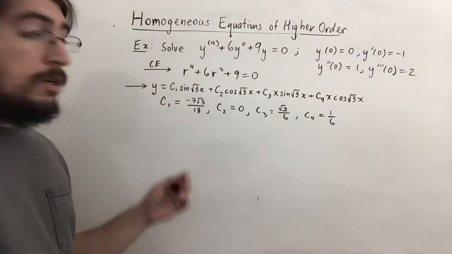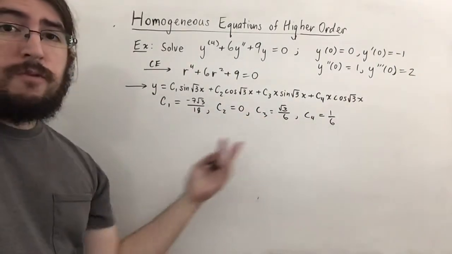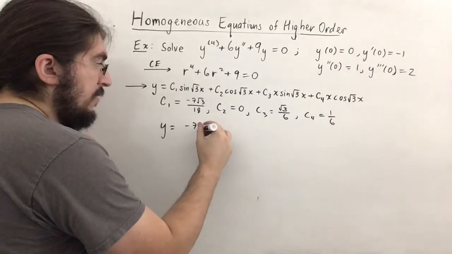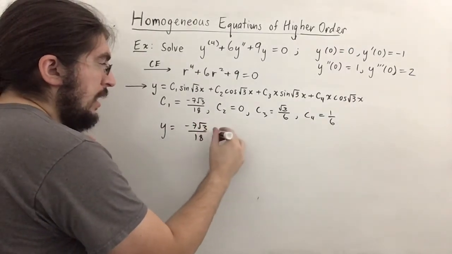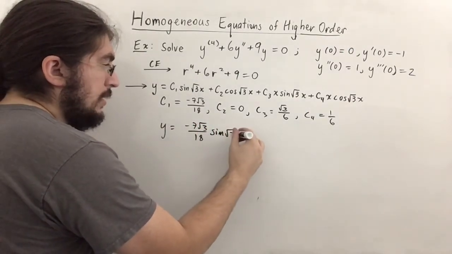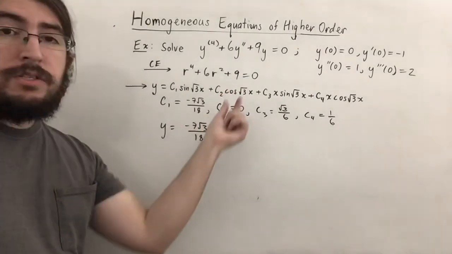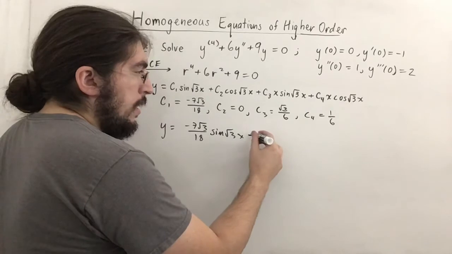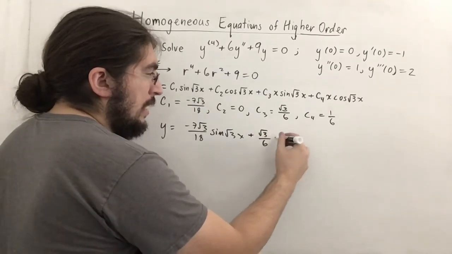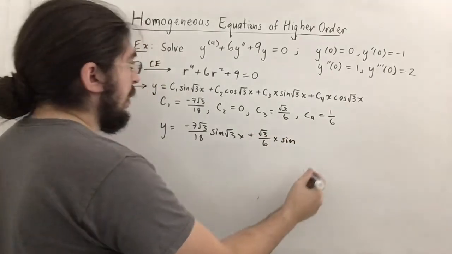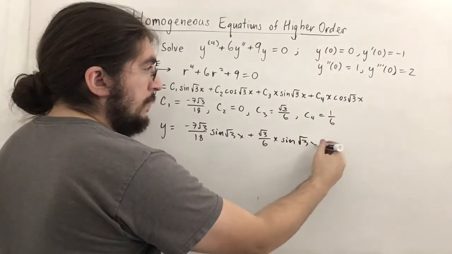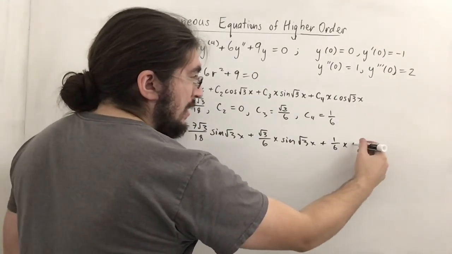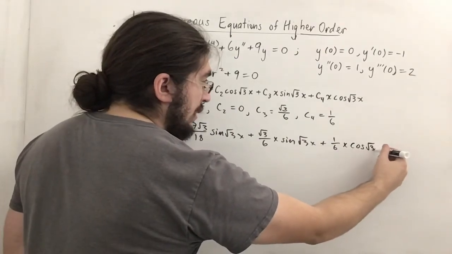All right, so here it goes. We found C1, C2, C3, and C4 to be these. Plug them in, and finally we get y is equal to negative 7 radical 3 over 18 times sine of radical 3 x. Nothing for the first term because the 0 turns that into no term, plus radical 3 over 6, x sine of radical 3 times x, plus 1 over 6, x cosine of radical 3 times x.